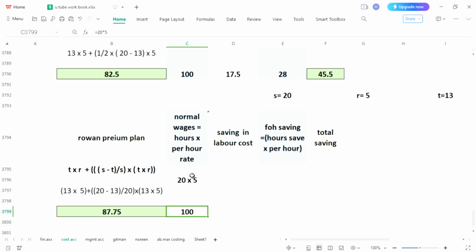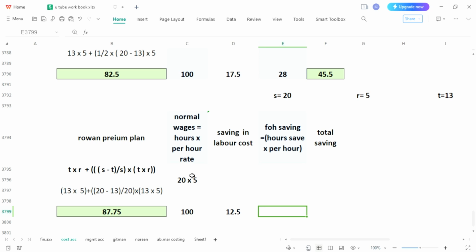So direct saving in wages. This is saving in labor cost. How? 100 was supposed to be paid in case Rowan plan is not used, while under Rowan plan, you have 87.5 as your total amount of wages. So 12.5 would be saved directly as labor cost, and now we will see how much saving for FH.